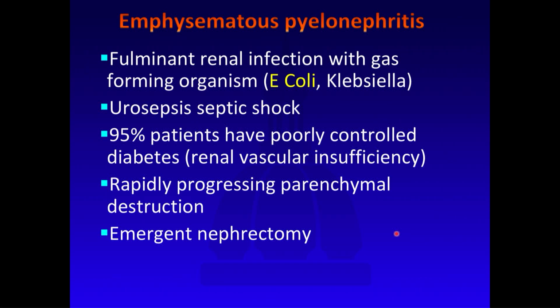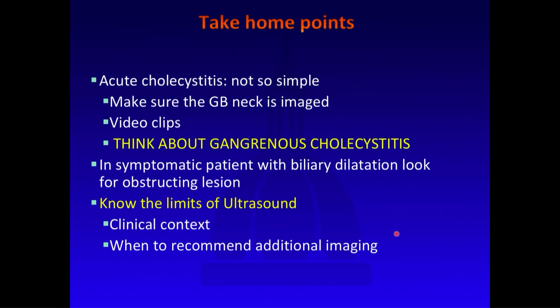This patient needs emergency nephrectomy. So here's my take-home point. Perhaps the most important thing is that acute cholecystitis is not as easy to diagnose on ultrasound as I initially thought. And we really have to think, especially if you have a high-risk population, to think about gangrenous cholecystitis. Always think about it because, if you make a correct diagnosis, obviously it's much better for the patient.